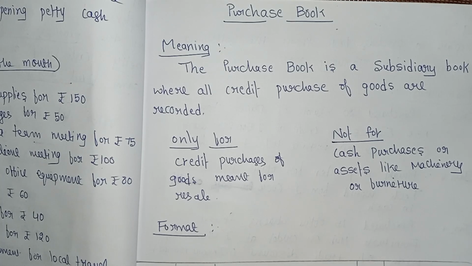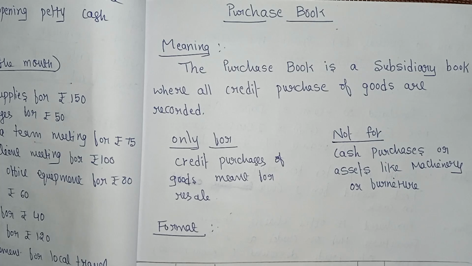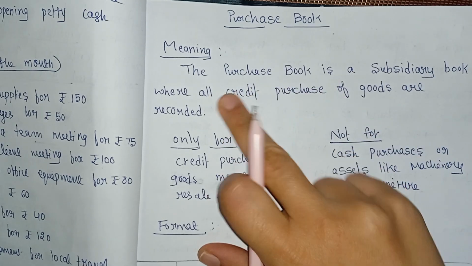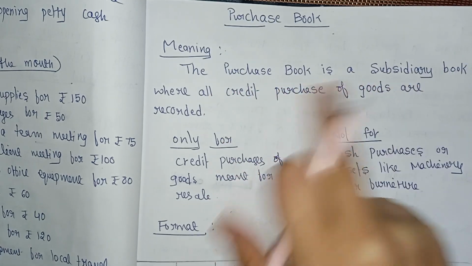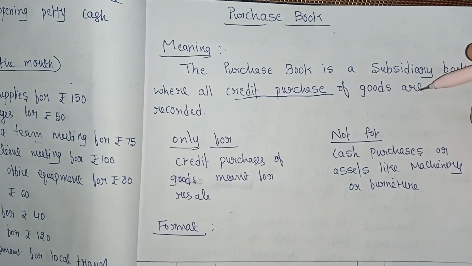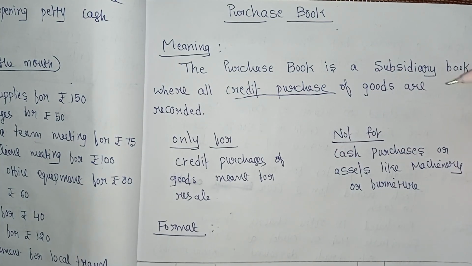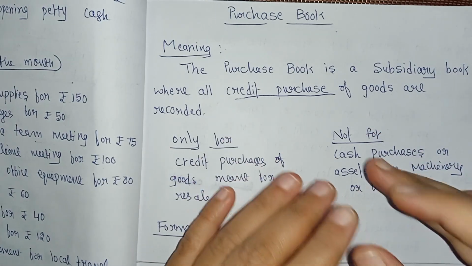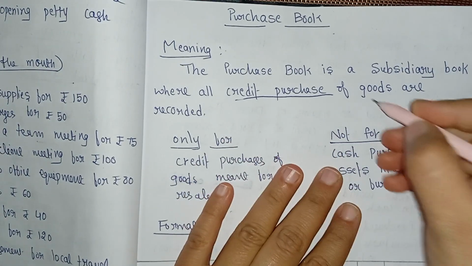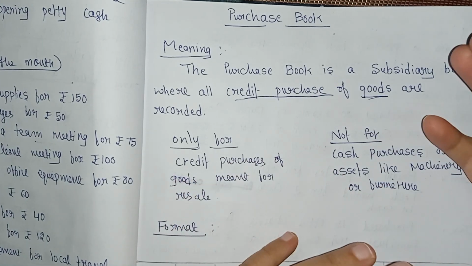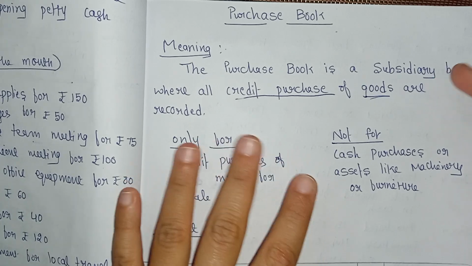Hello everyone. In this class, we will discuss an essential part of subsidiary books, that is the purchase book. Now we will see the meaning. The purchase book is a subsidiary book where all credit purchases, only credit purchases of goods, are recorded. In this purchase book, we will record only the credit purchases of goods, meaning inventory, not assets.